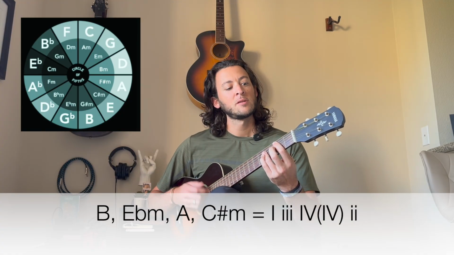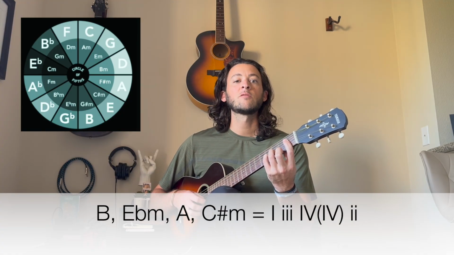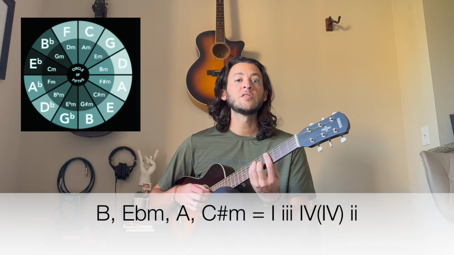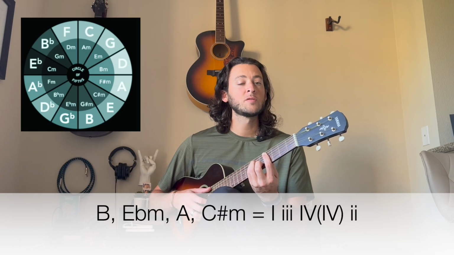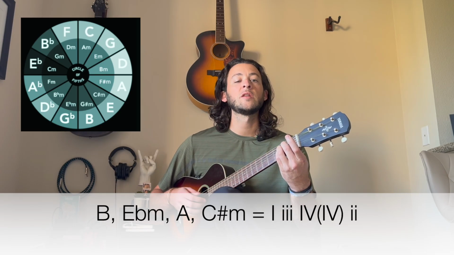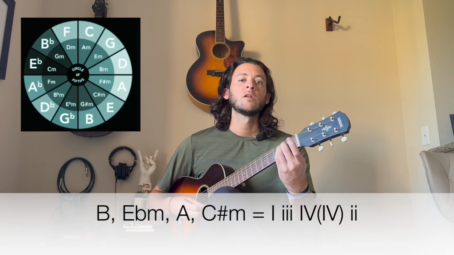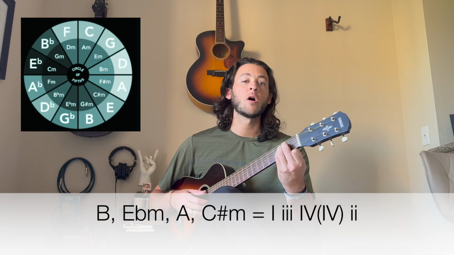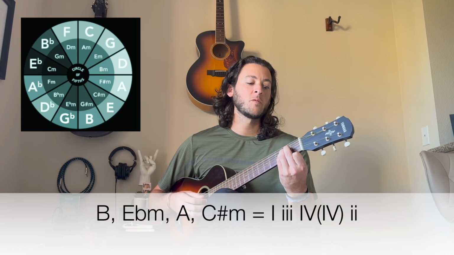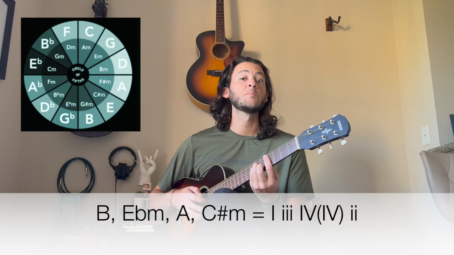Now what's happening there? Our B is our tonic, right? The E flat minor is the 3, A is a borrowed chord, and then C sharp minor is the 2. So the borrowed chord A there is from the neighbor behind on the circle. If you look at E, it's the 4 of E. So we're borrowing the 4 of our 4 because E is the 4 of B. It's the 4 of the 4, and then C sharp minor brings us back within the key.